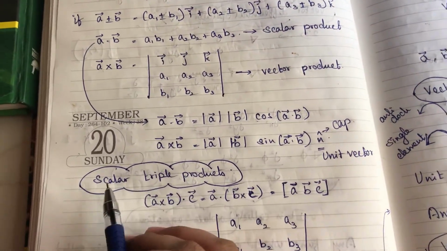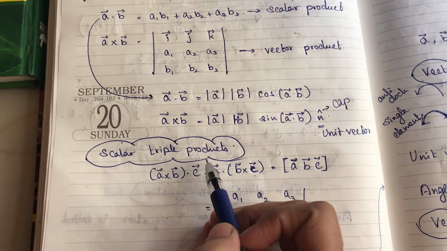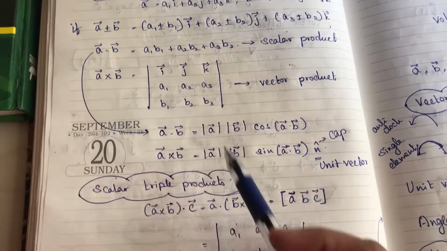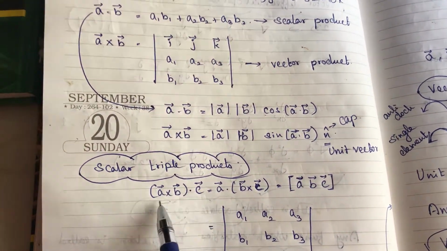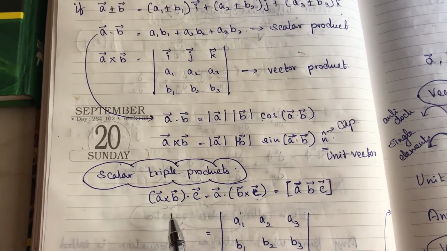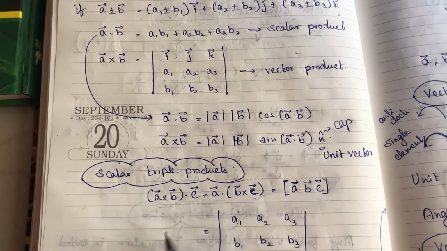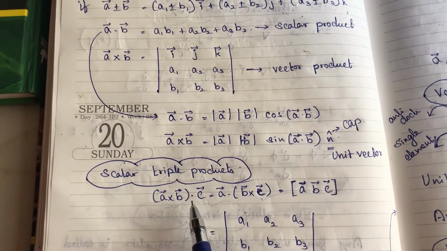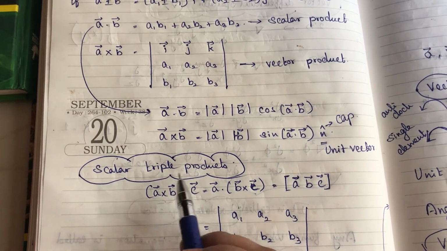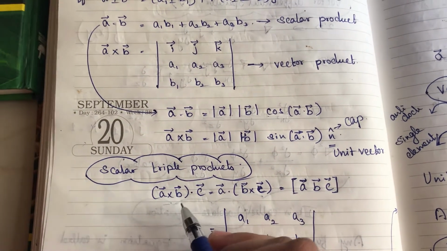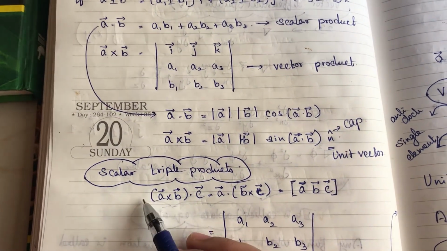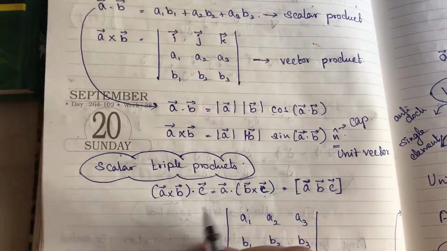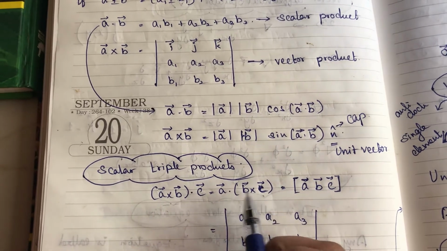Okay, next comes scalar triple products. We only say the product between the two variables, but here we have three variables. How can I multiply it? A cross B dot C. Okay, A cross B dot C, that is, this is vector and this is scalar product. If it is in this condition, I can write it as, just take the A out and combine B cross C. So A dot B cross C, I can write like this.